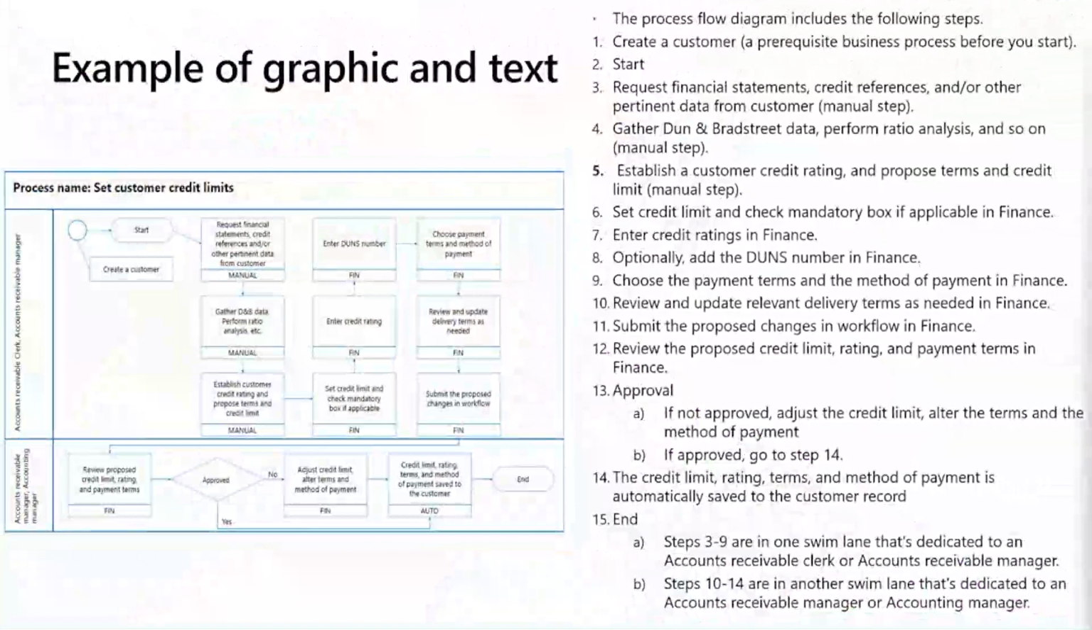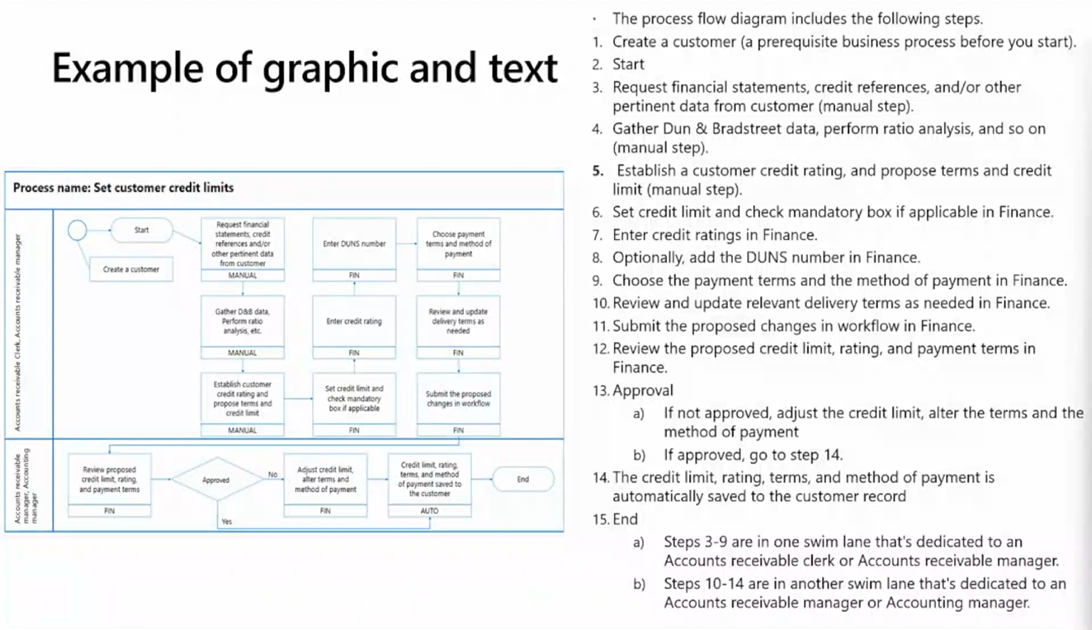So we do have an example of a graphic and text. Again, we're using the set customer credit limits, and that article is available out there. On the left-hand side, you can see the sample graphic. And on the right-hand side, you can see the sample steps that we have documented for this particular step. So you can see the prerequisite steps. All of the manual steps indicate that they're manual in parentheses, and the exact processes that are included.